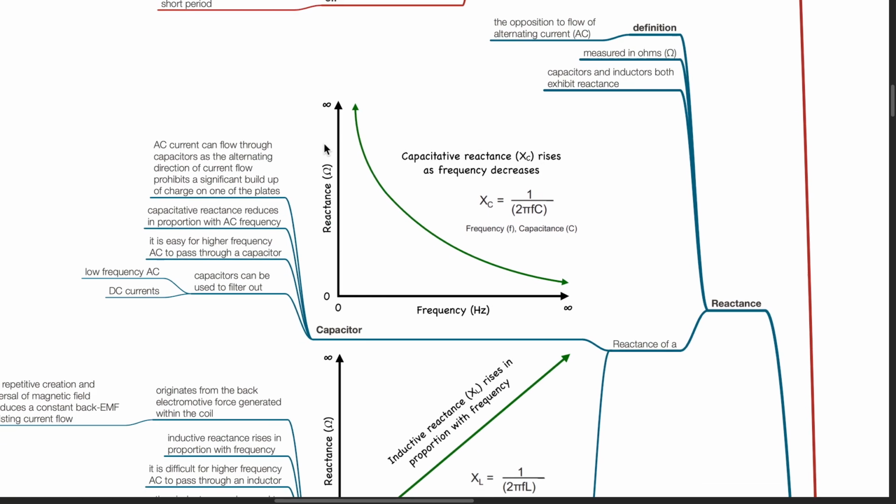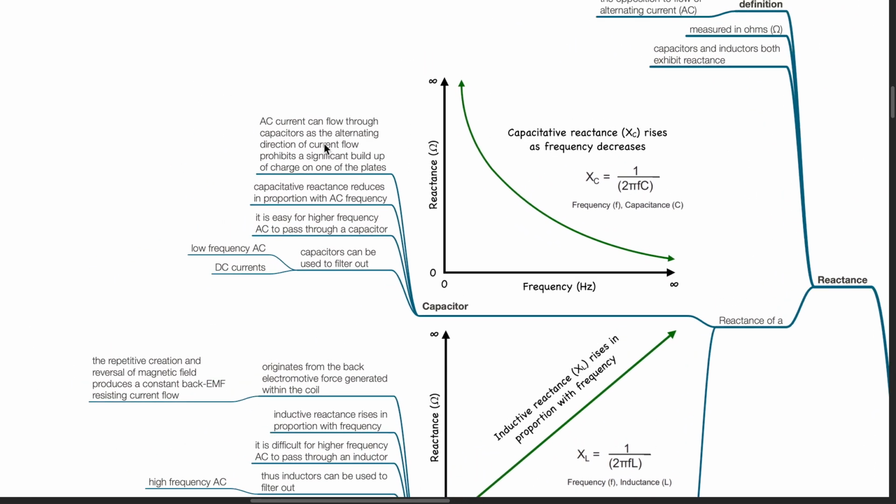Reactance of a capacitor. AC current can flow through capacitors as the alternating direction of current flow prohibits a significant build-up of charge in one of the plates. Capacitive reactance reduces in proportion with AC frequency. It is easy for higher frequency AC to pass through a capacitor. Capacitors can thus be used to filter out low frequency AC and DC currents.